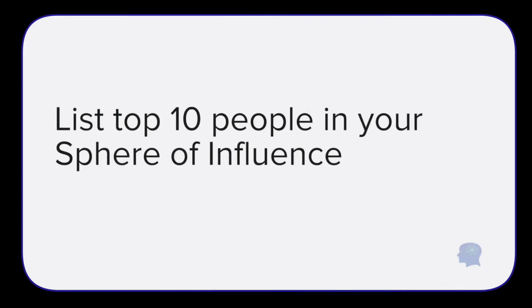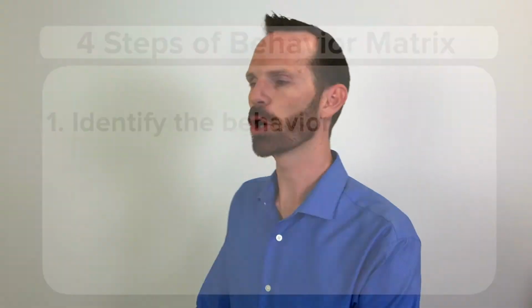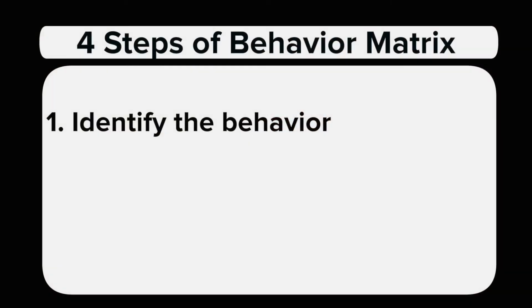Let's go ahead and make a list of your top 10 people in your sphere of influence. Now, this might be the leads that you have right now. It may be the people who most impact your life. And let's follow through with all 4 steps of the Behavior Matrix profiling system. So by each and every name, you get to start with step number 1, and that's identify the behavior.